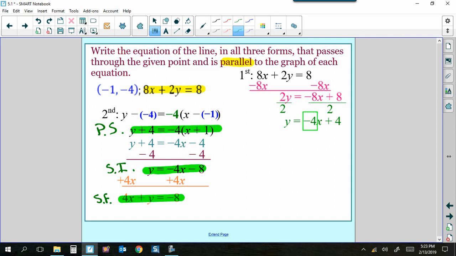So you can see I went ahead and wrote abbreviations for our three forms. We have point slope right here highlighted, slope intercept form highlighted, and standard form highlighted. Those are our three forms for this line. All right, so now let's go ahead and do our last one.